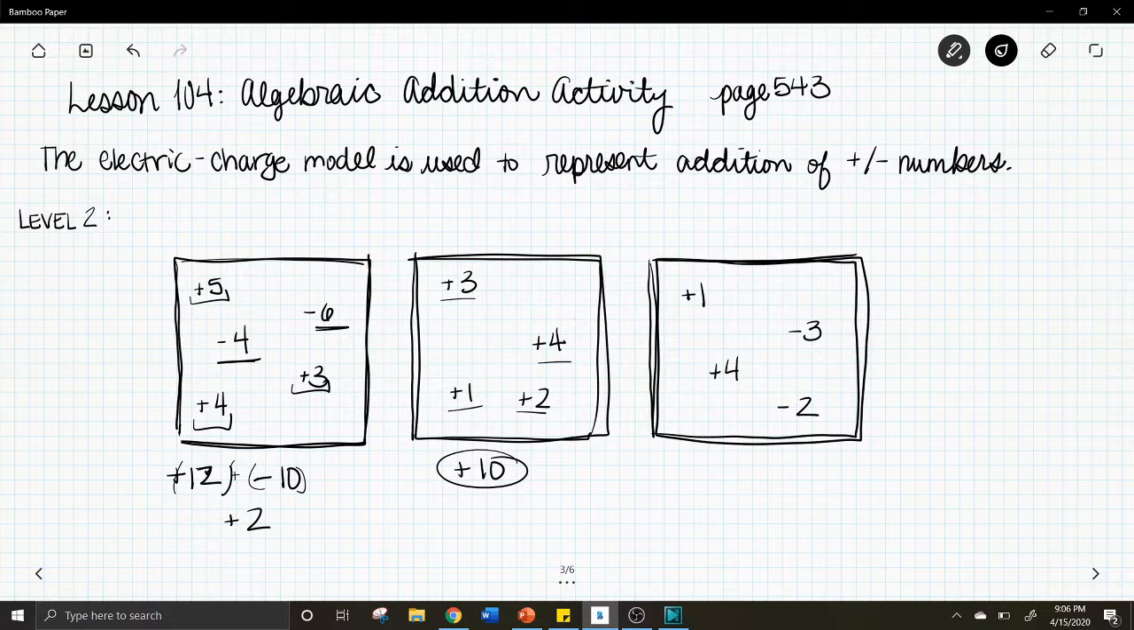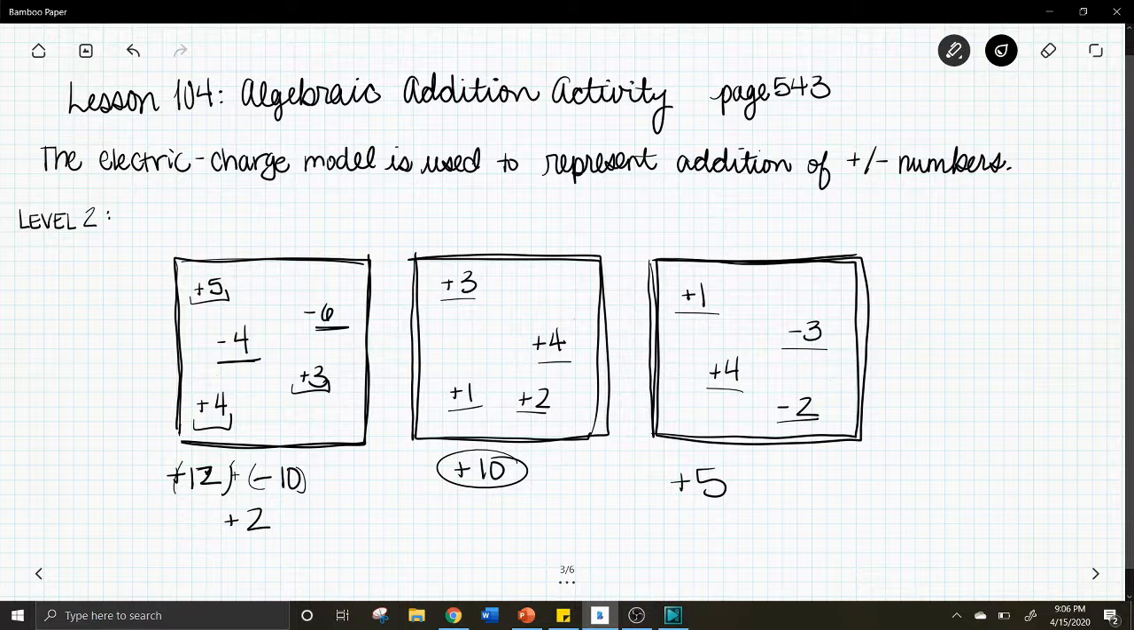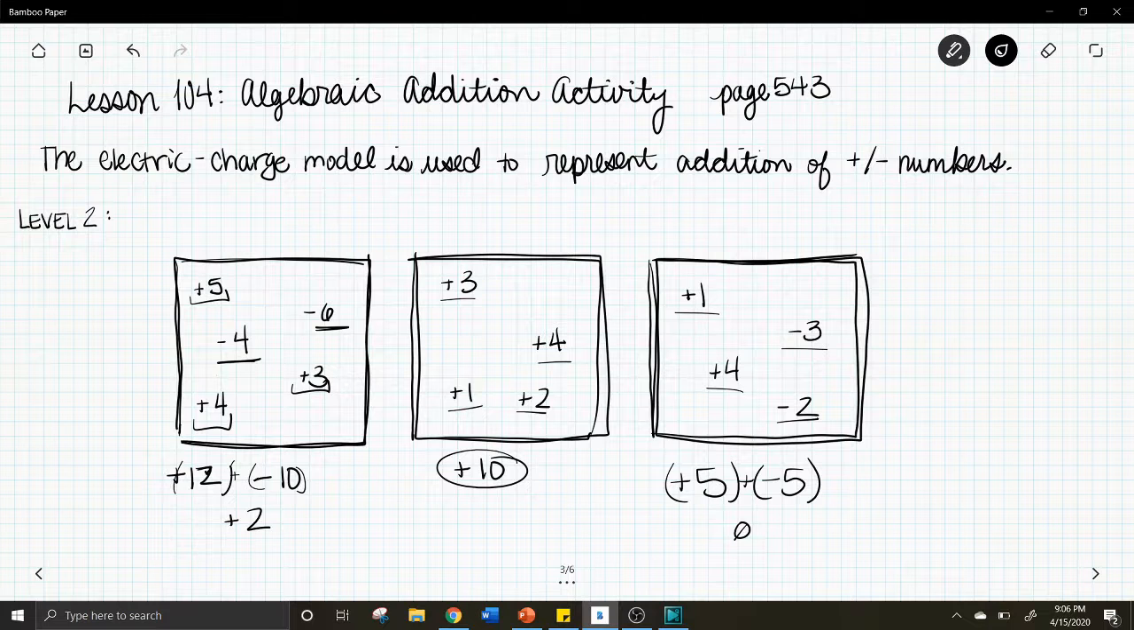And then our final one. So let's add our positive charges together. We have a positive 5. Let's add our negative charges together. We have a negative 5. So what's positive 5 plus negative 5? It is going to be 0. And of course, 0 is neither positive nor negative.